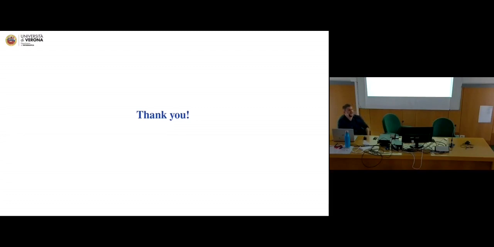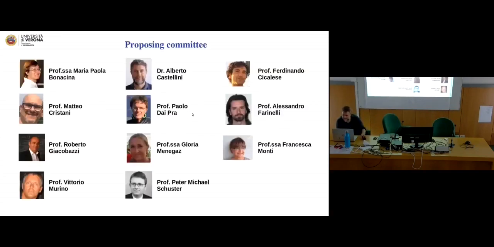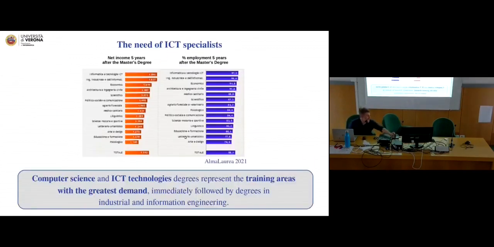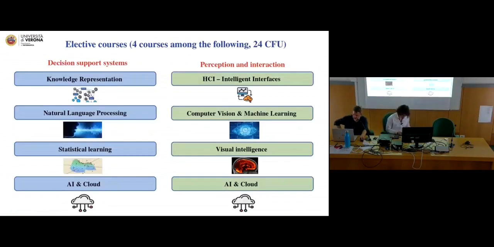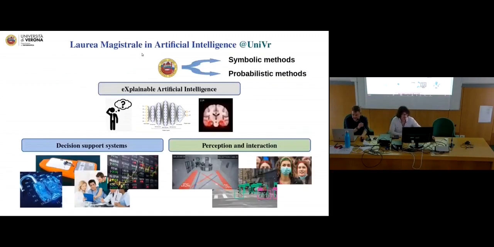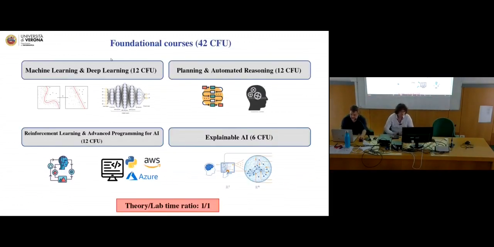C'è una parte del corso riguardante deep learning. Okay, yes, in particular in the foundational courses. Probably you saw it just one time, so I would like to show it again. In these foundational courses, one course, so 12 credits, is related to machine learning and deep learning. So 6 credits are just focused on deep learning. Okay, thanks.